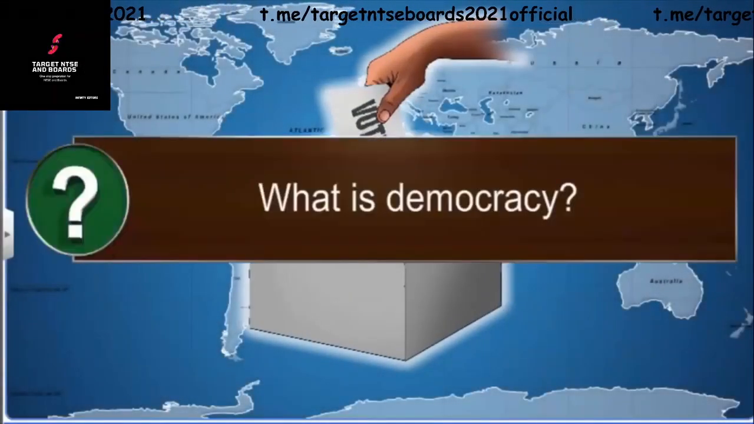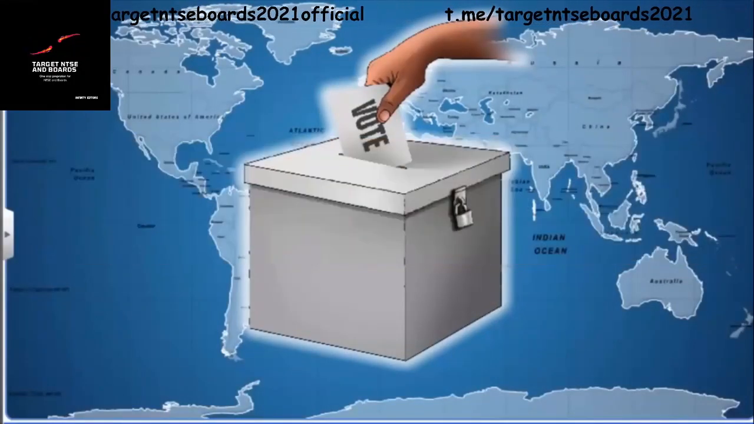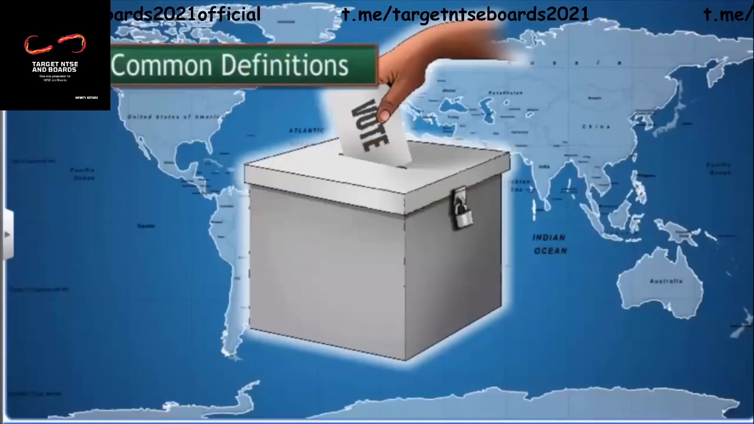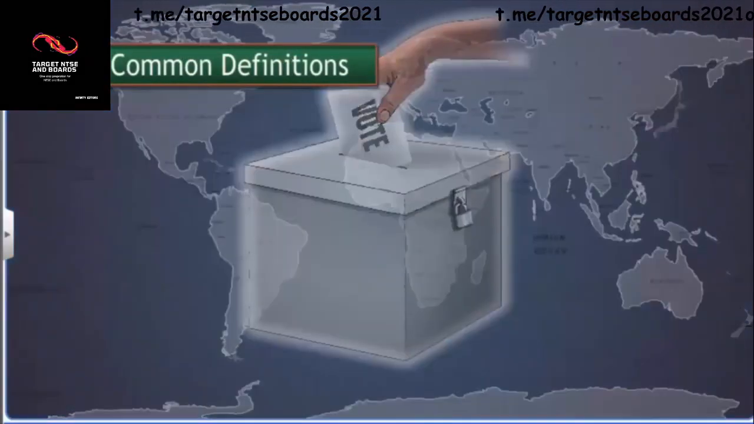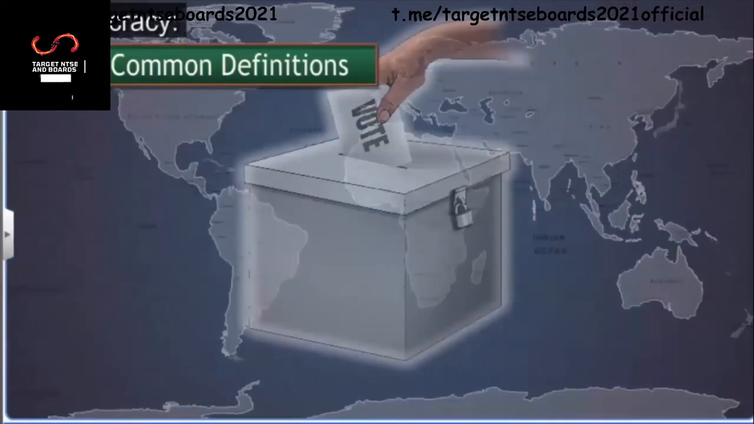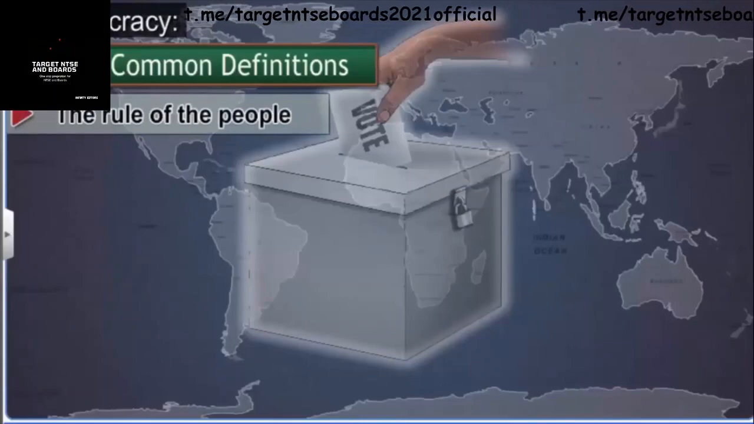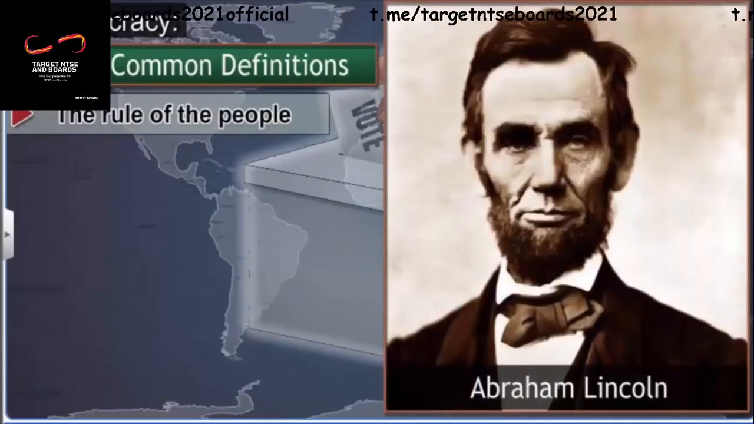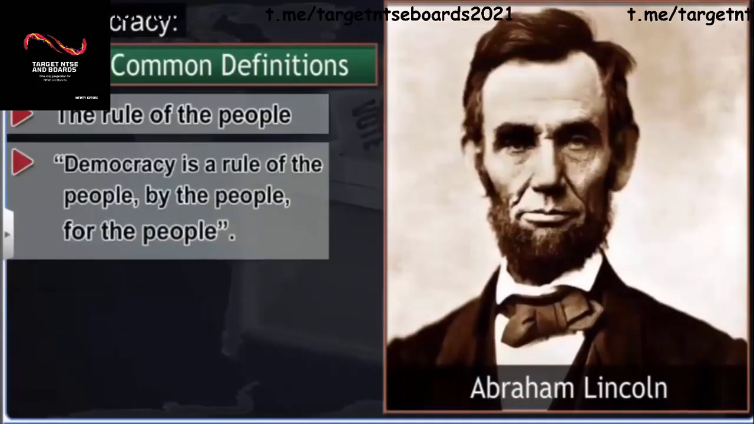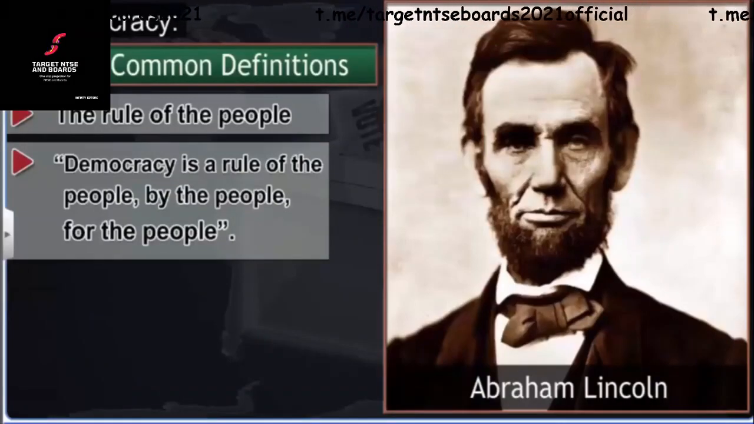What is your understanding of democracy? What does it mean? Let's first look at some commonly known definitions of democracy. We already know that the word democracy originated from a Greek word that means the rule of the people. This is in line with Abraham Lincoln's definition of democracy. Democracy is a rule of the people, by the people, for the people.